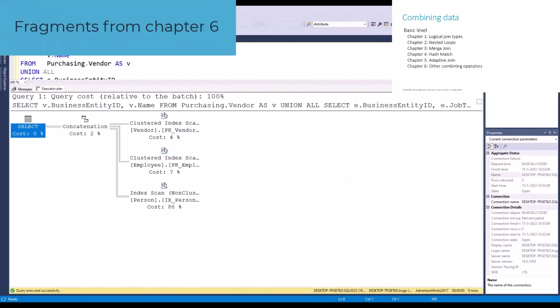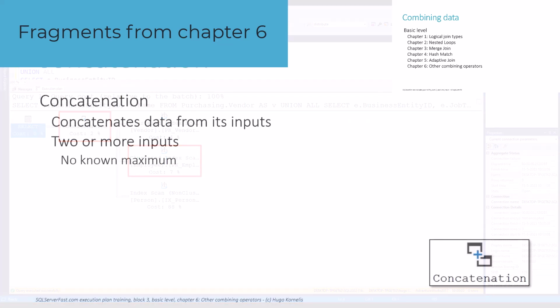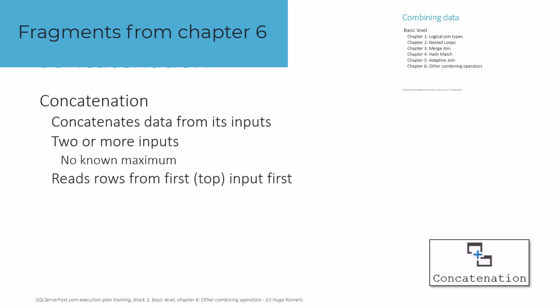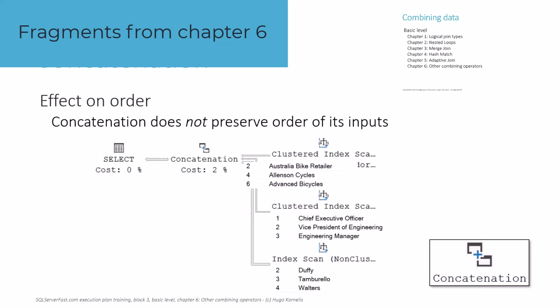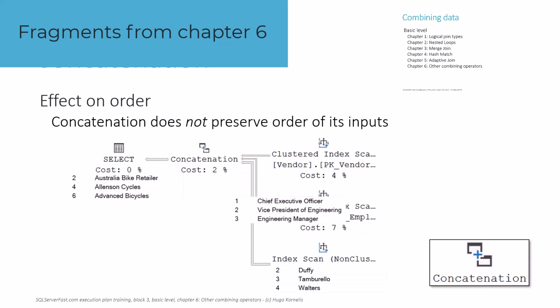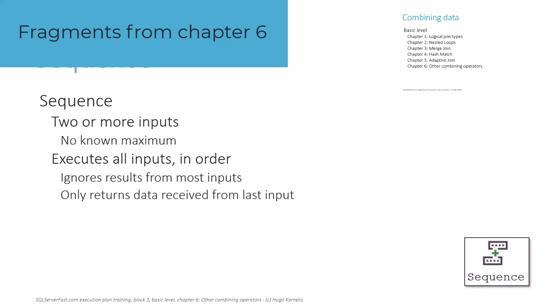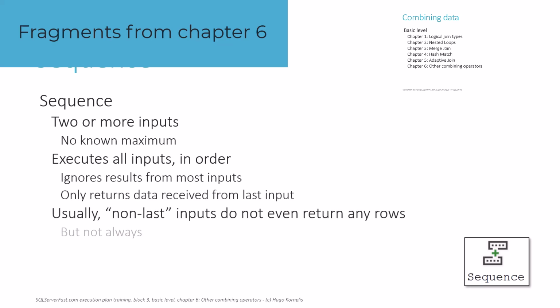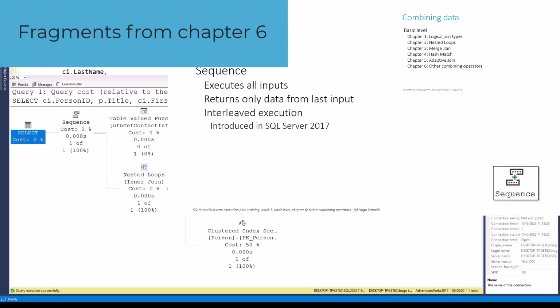The last chapter is not about joins. It covers three operators that combine data but in different ways. The concatenation operator processes two or more inputs, copying the data from each, one by one, top to bottom, until it has processed all its inputs. The sequence operator also processes all its inputs one by one, but it only returns rows it receives from the last input. Data received from other inputs is ignored.